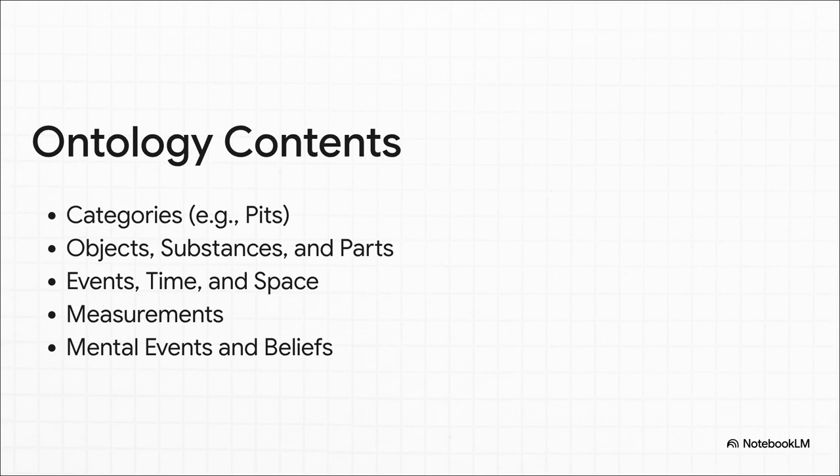And the scope here is just huge. An ontology covers everything. You start with simple things, categories like pits and wumpuses, but then you move on to objects, events, the concept of time itself, physical parts, measurements. And you can even get into incredibly abstract stuff like mental events and beliefs.